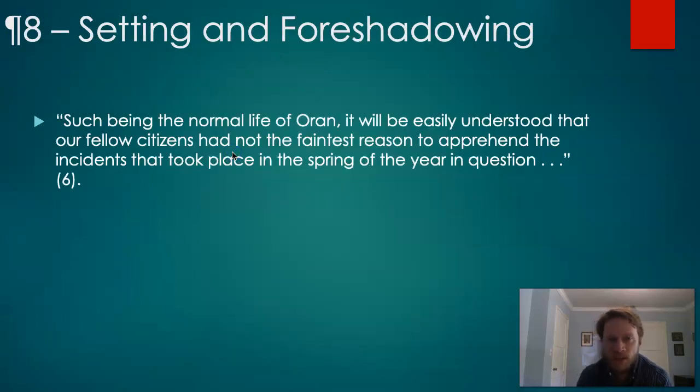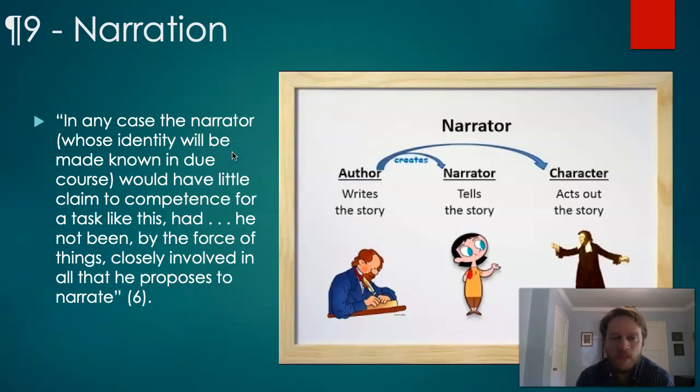Okay, some foreshadowing. Such being the normal life of Oran, it will be easily understood that our fellow citizens had not the faintest reason to apprehend the incidents that took place in the spring of the year in question. So because these people are so complacent, they will be particularly vulnerable to the strike of the plague that's going to hit them.